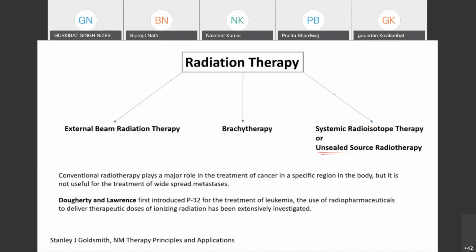So it all started with the work of Dougherty and Lawrence, and they introduced P32 for the treatment of leukemia. And what is this P32? That's a radiopharmaceutical. So what is it doing? Basically, it's delivering therapeutic doses of ionizing radiation, and it's being used for treatment of patients with leukemia.